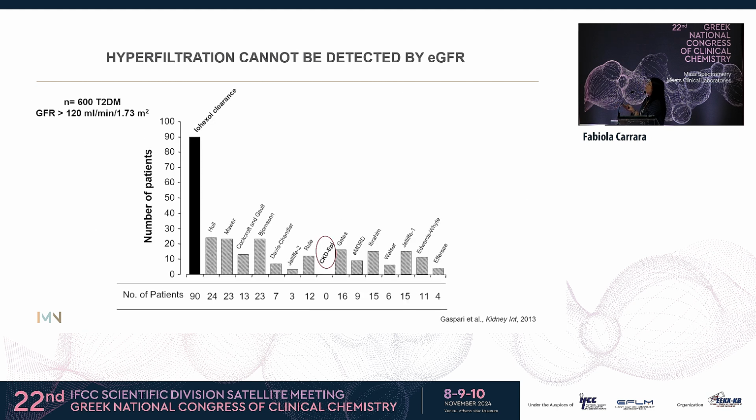Moreover, in this patient group, we take hyperfiltering patients with measured GFR. We have 90 patients, and we can see that, again, all formulas fail and underestimate the number of hyperfiltering patients. In particular, we observe that the CKD formula did not detect any patient; no patient was detected with this formula, which is the most commonly used formula to estimate GFR.